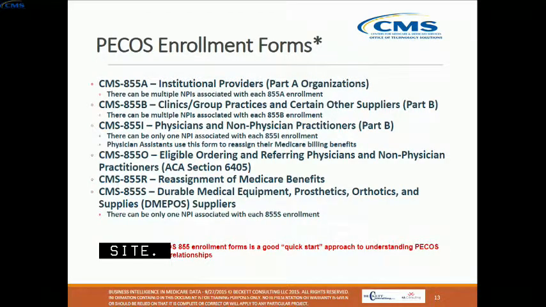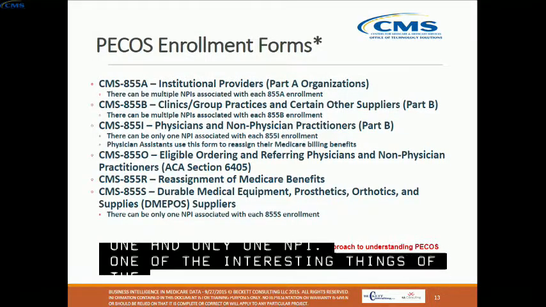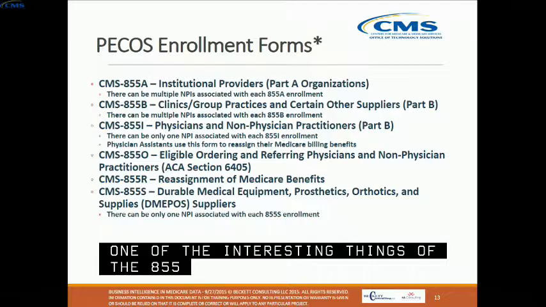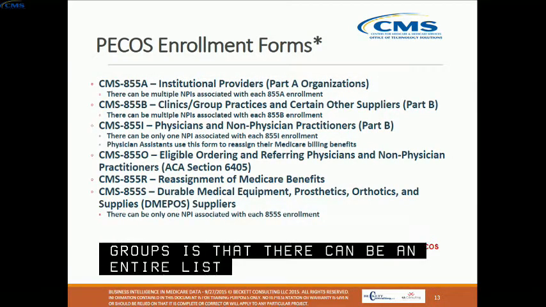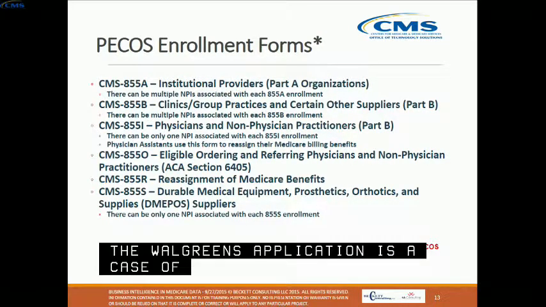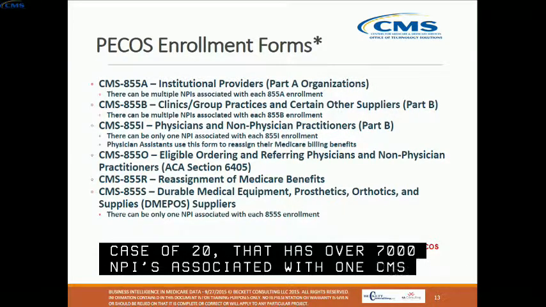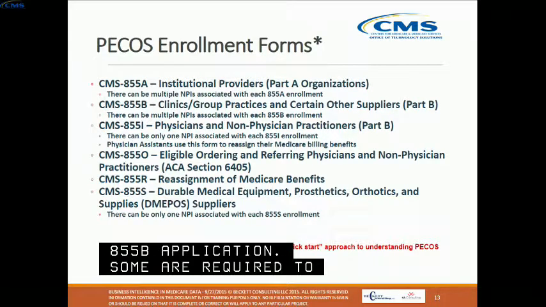One of the interesting things of the 855B, particularly for groups, is that there can be an entire list of NPIs associated with this one application. The Walgreens application is a case in point that has over 7,000 NPIs associated with one CMS 855B application. So again, some of these are required to have only one NPI associated. Others can have this relationship of multiple NPIs associated with that one application.